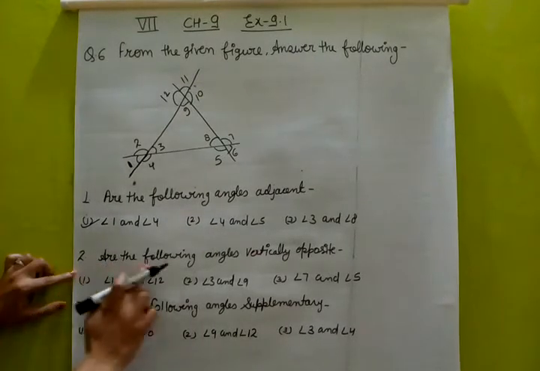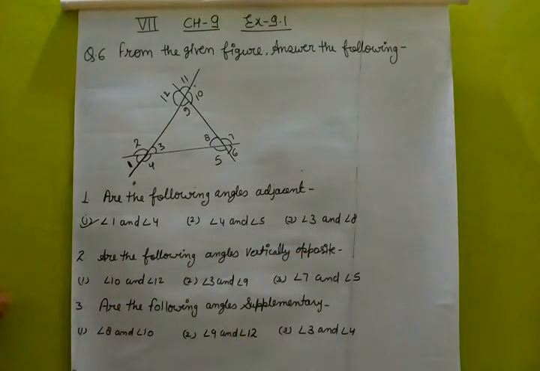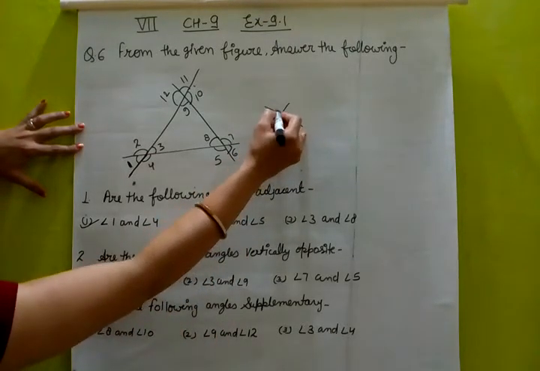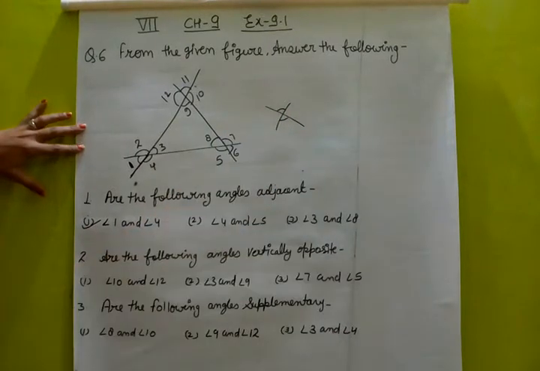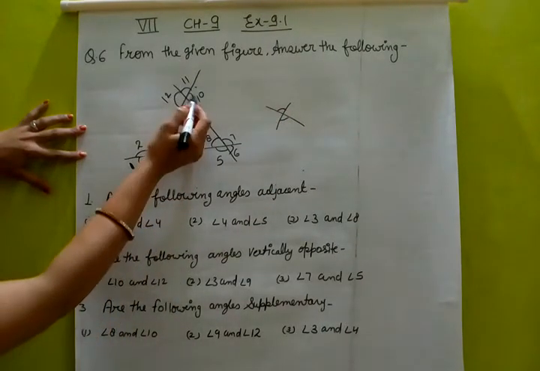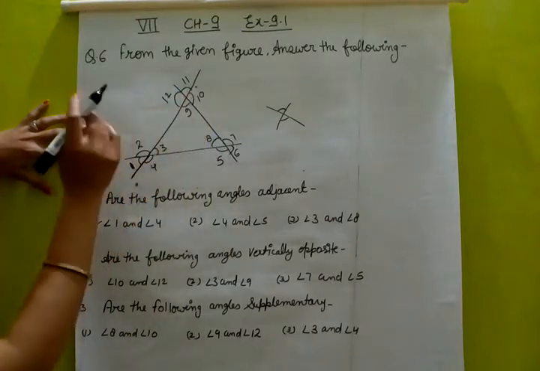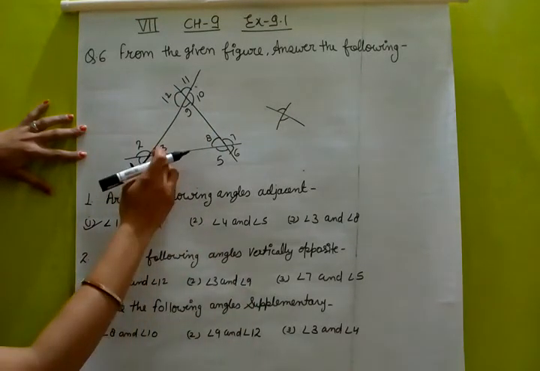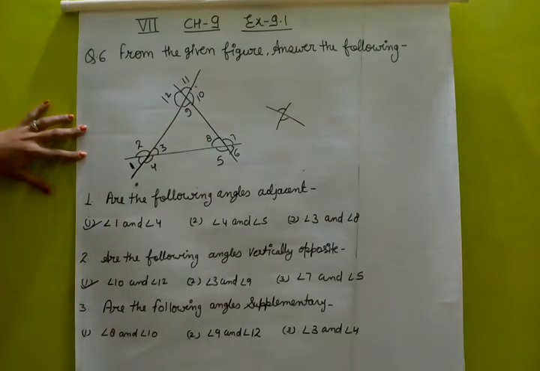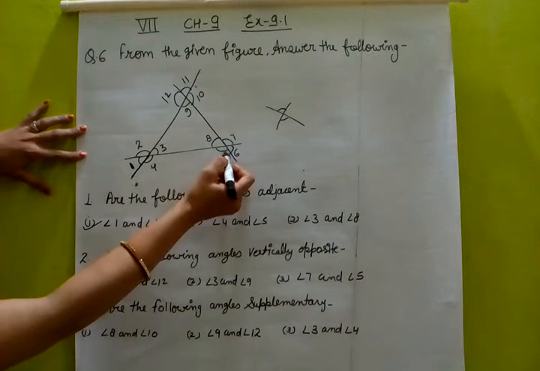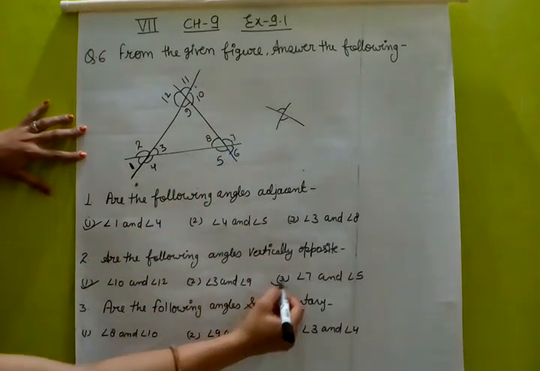Second question is, are the following angles vertically opposite? Vertically opposite angles, students, you know very well how they form, like this. This one and this one are vertically opposite angles. Angle 10 and angle 12: yes, both are vertically opposite angles. 3 and 9: no, they are not vertically opposite angles. 7 and 5: yes, 7 and 5 are vertically opposite angles.